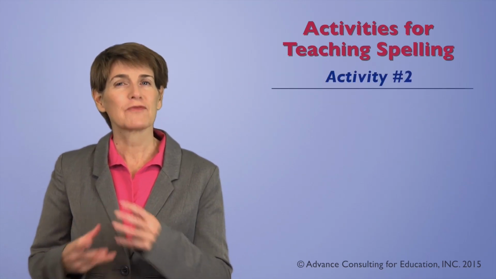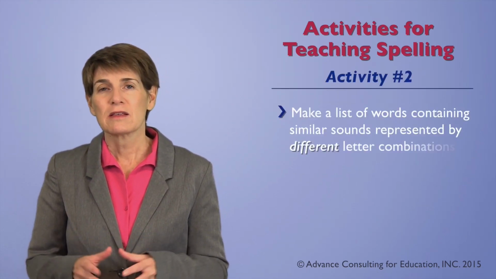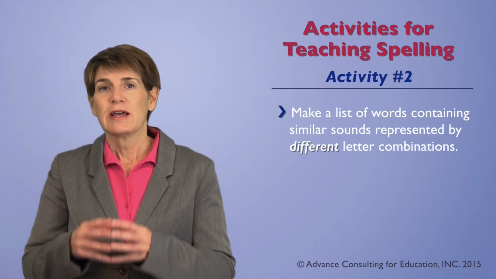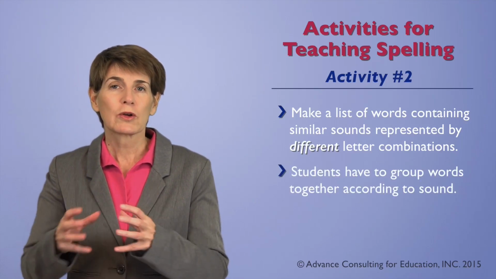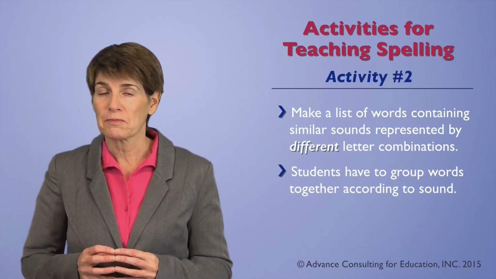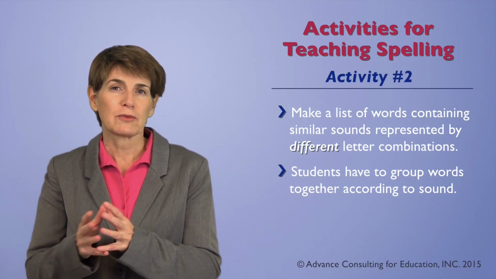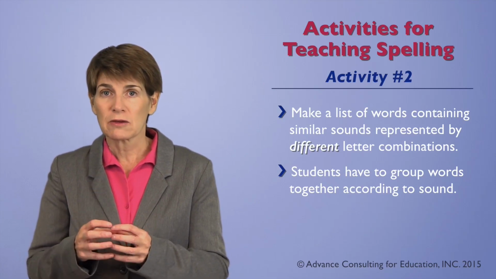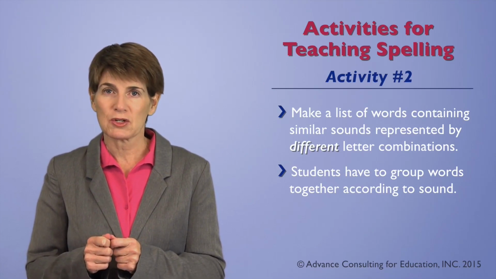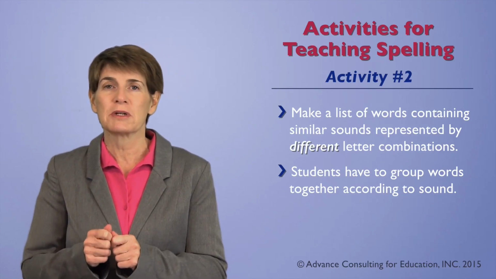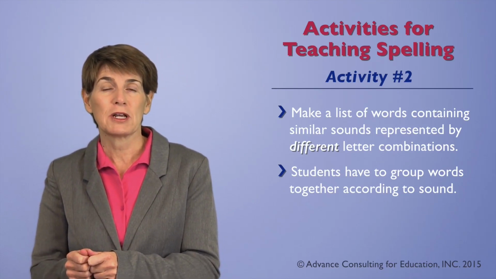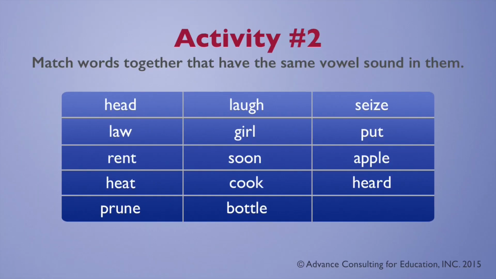The second activity is kind of the reverse of the first activity. In the second activity, what students have to do is group the words presented according to whether they have the same sound in them. And in order to do that, they have to realize that the sound or the sounds are represented by different letter combinations this time. So we're not looking at the same letter combination, we're looking at different letter combinations representing the same sound. So take a look at these words and group them or put them in pairs or threes according to the words that have the same sound within them. In this case, it's the same vowel sound.